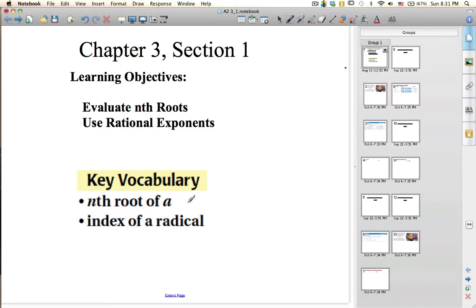Vocabulary is going to be the nth root of a, and in this case, if you wrote this out, nth root of a would look like this. So this is a root, right? You're used to a square root. Now we're going to work with roots of different powers, but n here is the index of the radical, and then a is, of course, the radicand, which you've already learned. So this is how you would write the nth root of a, and n, which is essentially the degree of the radical, is called the index.